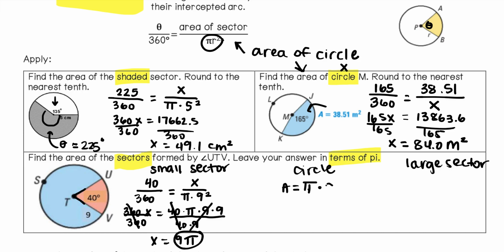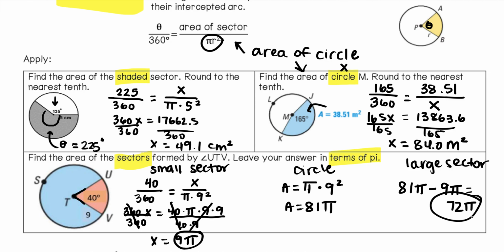So pi r squared would just be pi times 9 squared. So the area would be 81 pi. And I'm just going to leave it like that. That's for the whole circle. So if I know the whole circle and I know the small area, to find the large area, I would just take my whole area of the circle minus the small sector, and that difference is 72 pi, meaning the large sector's area would be 72 pi.